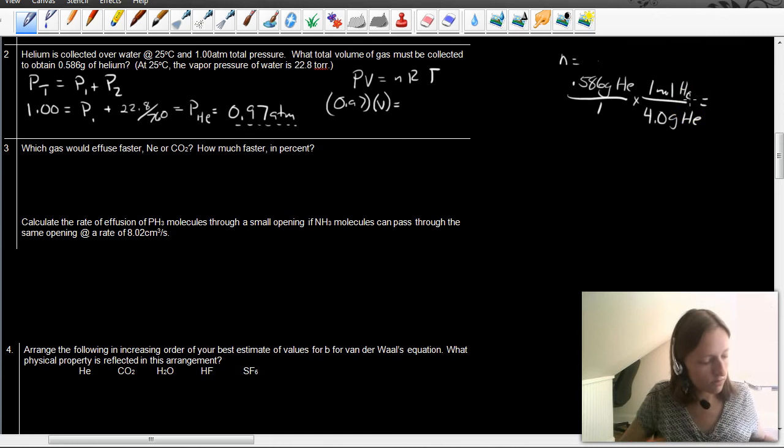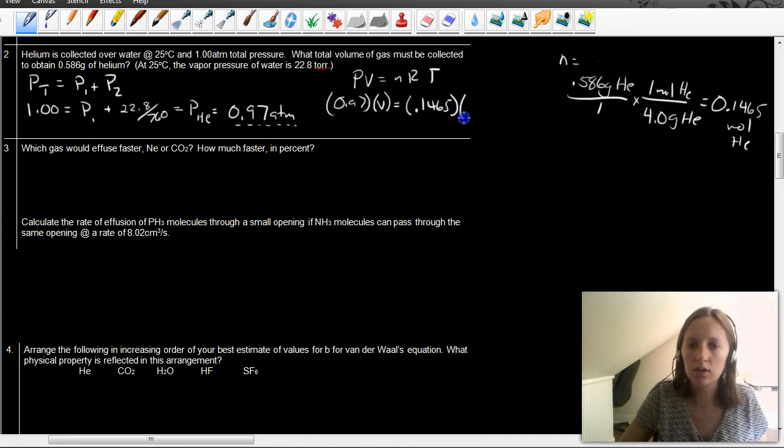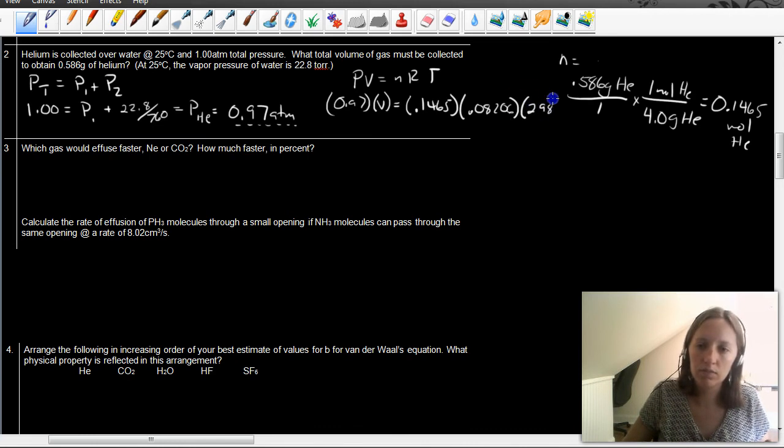And that gives you 0.1465 moles of helium. So N is 0.1465, R is 0.08206, and T is 25 degrees Celsius, which is 25 plus 273, which is 298. And what you get is V equals 3.69 liters.